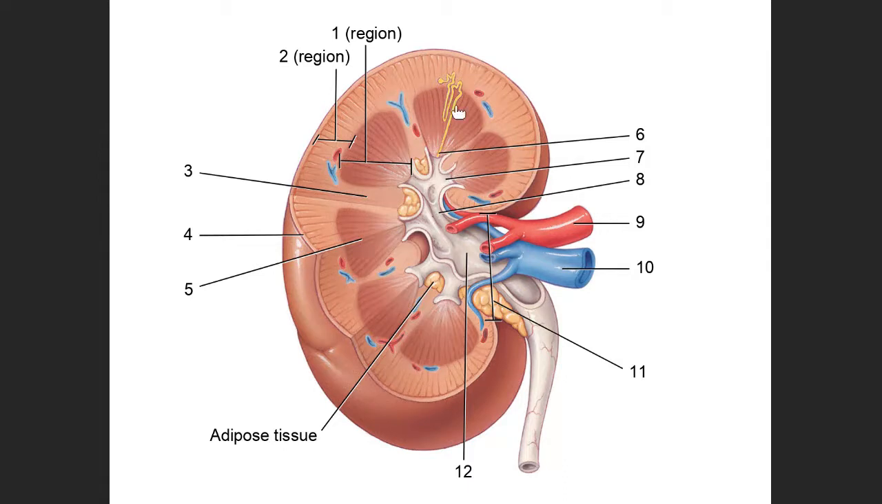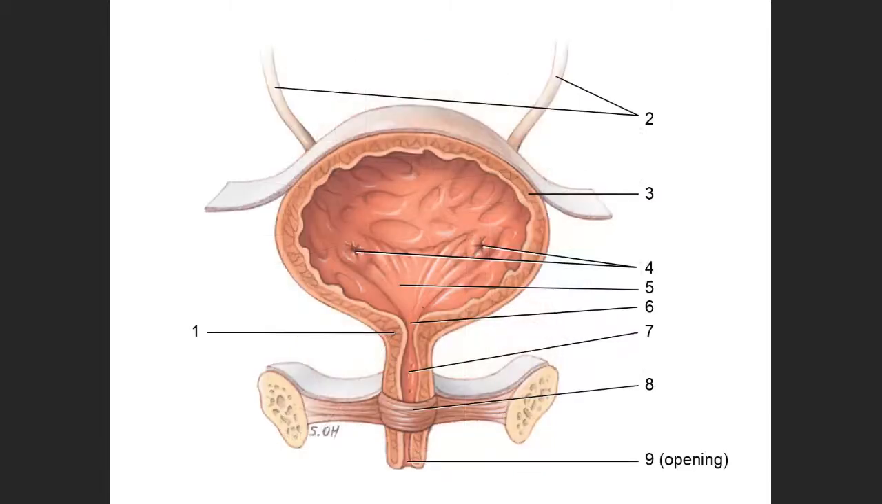Number 6 is the papillary duct, which has the opening as the renal papilla to the minor calyx. Then we have major calyx, number 8, here. And number 12 is the renal pelvis. Number 11 here is the hilum, and in the hilum you can see the renal artery which comes to the kidney and the renal vein which leaves the kidney.